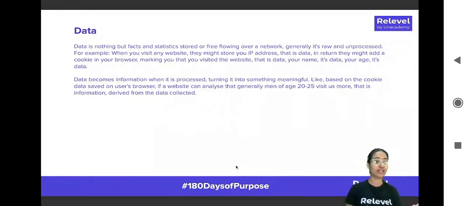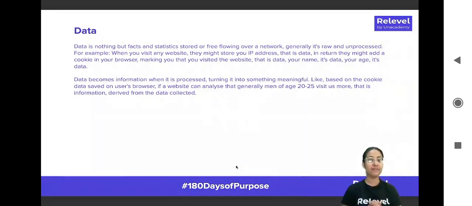You have a lot of data, you are exchanging data over the internet, you're getting some data, you're storing some data over the internet, right? So data is nothing but facts or statistics that are freely flowing over the internet or stored over the internet as well, and generally it's raw and unprocessed. You just upload your file on the internet, nobody's processing it, nobody's doing some analysis on top of it, and the file is completely raw.